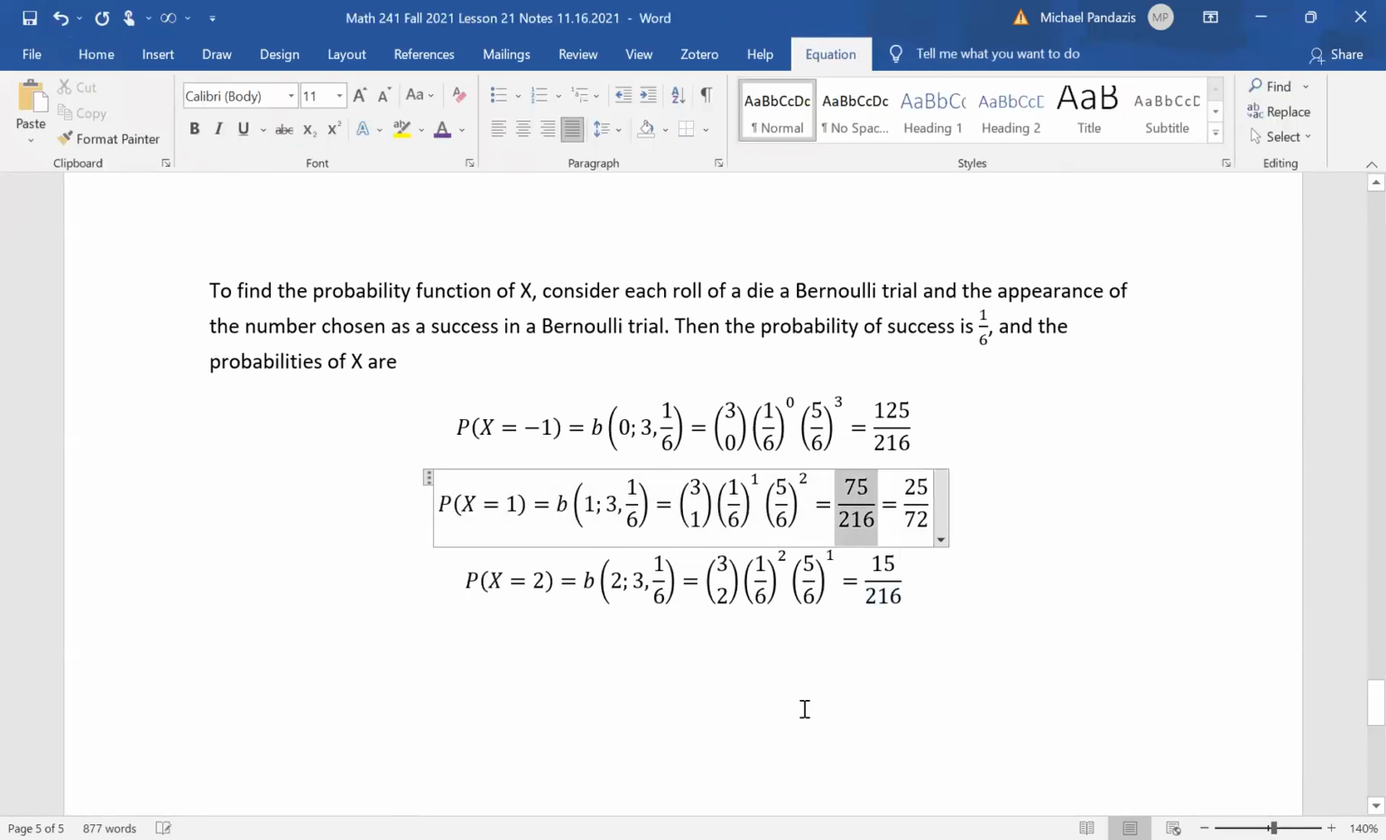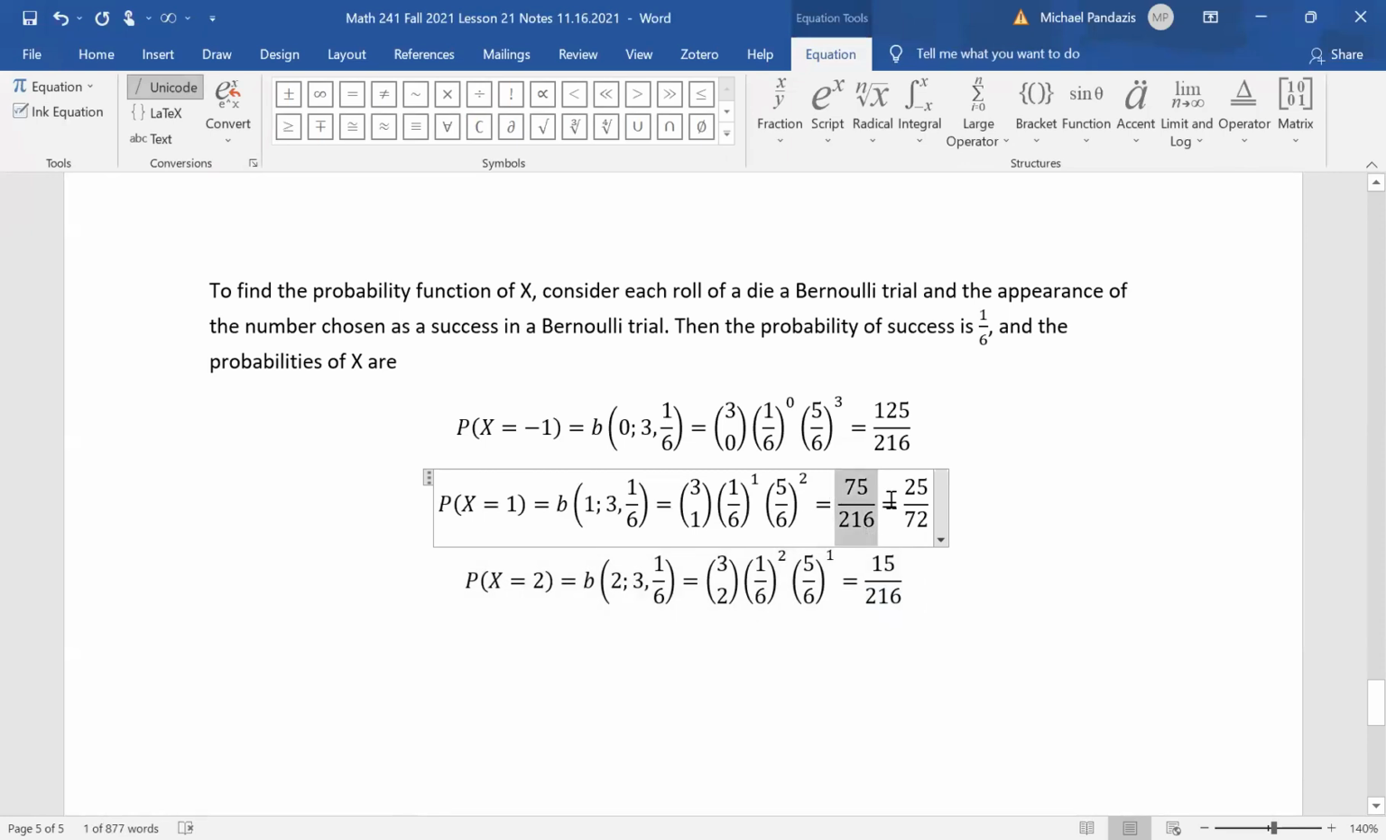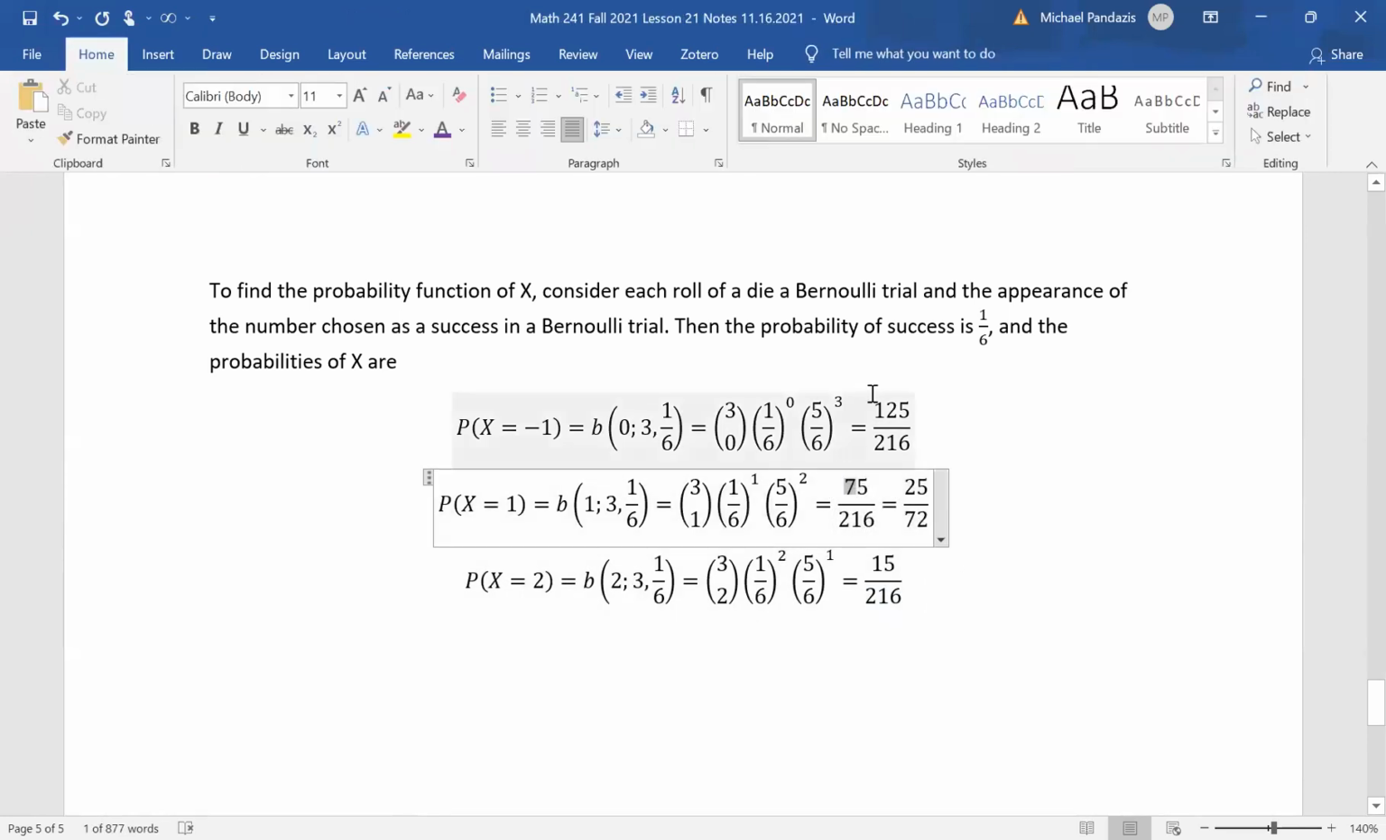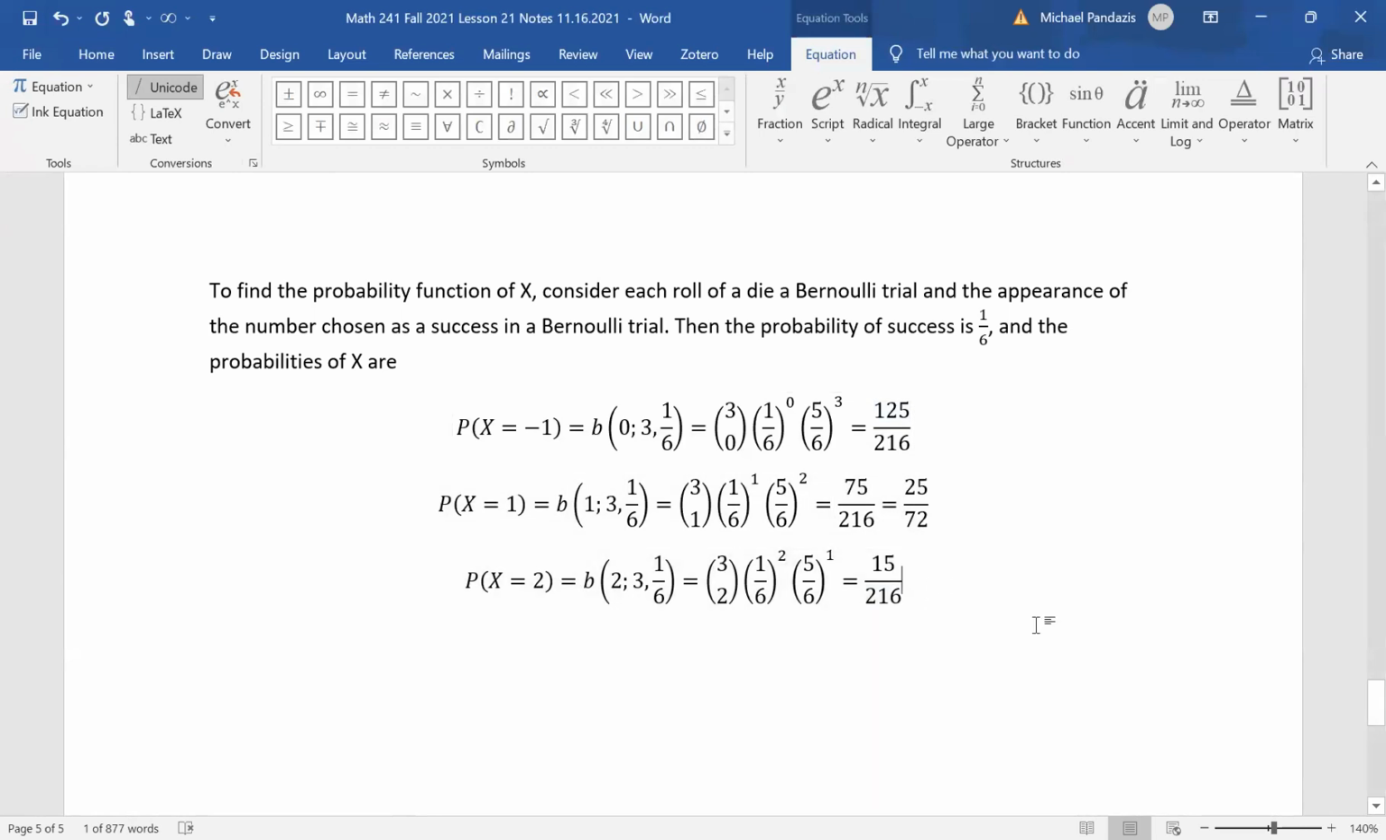Okay, when I wrote this down for me, I wrote 75 over 216 for the last one instead of 25 over 72, because then they all have the same denominator. So it's just easy to look at it that way.